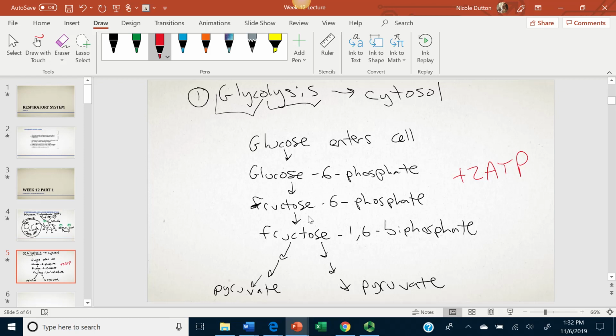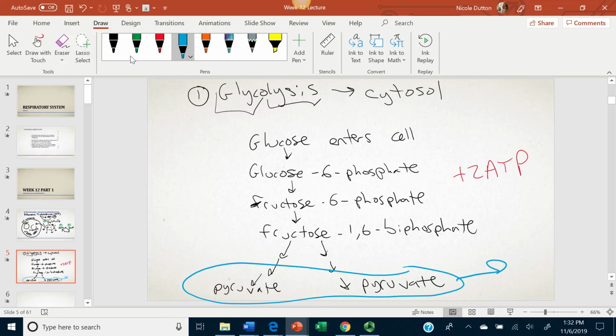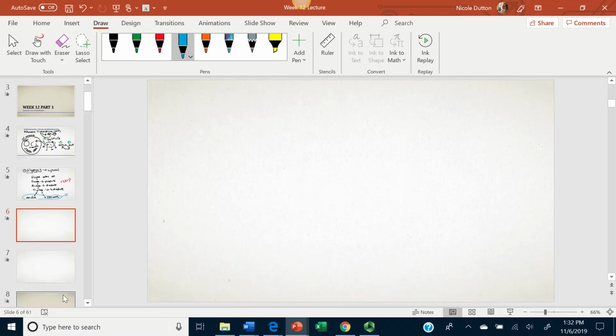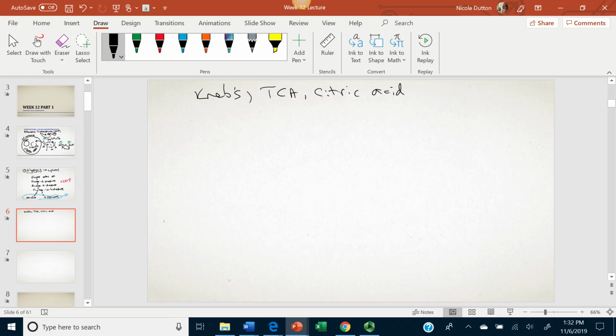Now those pyruvate are carried to the next step, and the next step is called the Krebs cycle. And there's a lot of different names for this: the Krebs cycle, the TCA cycle, the citric acid cycle. And all of those terms are appropriate. I prefer to use the Krebs term or Krebs cycle because that's what I was taught, but you can call it any one of those things. Exam questions will usually refer to it as the Krebs cycle.